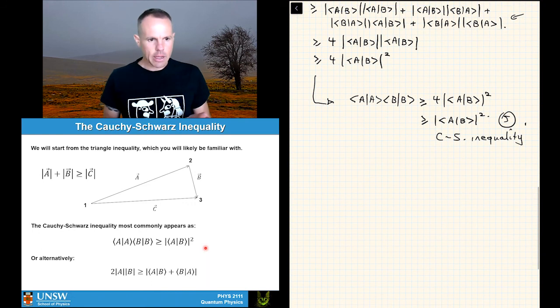So with that, let's take a quick break. You might want to go away and have a look and double check through the maths and make sure you convince yourself that you're happy enough with that inequality. And then what we'll do in the second half is we'll use that inequality to get ourselves an uncertainty relation. I'll see you then.